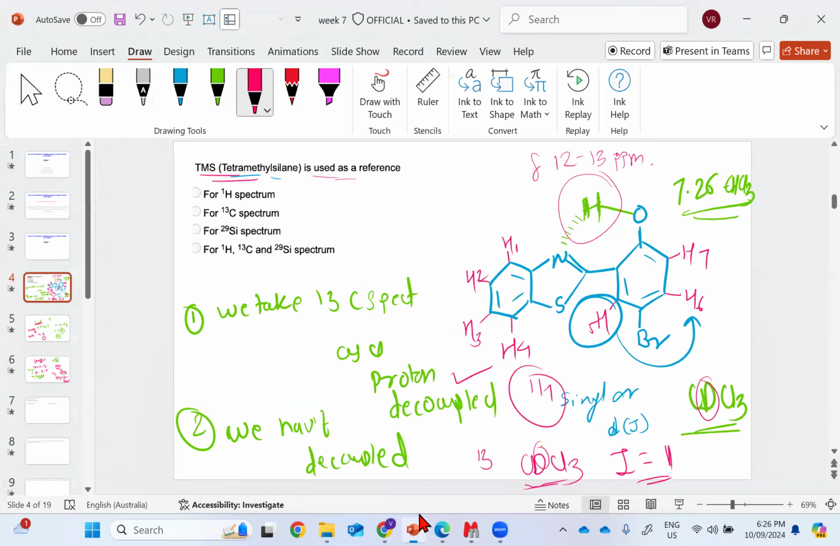And what is given in the question? In the question, the TMS standard is used for the 1H, right? For the 13C it is also right. And for silicon spectra also we use this TMS as a standard. So for the options, the fourth option is the correct one here. Correct. Does anyone have a doubt up to here?